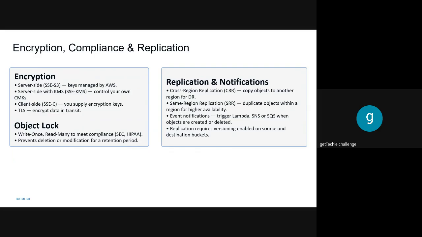So encryption, by default, when you are setting up your bucket, you actually get to set up your encryption. By default, AWS uses what we call AWS managed key for your encryption. Then you can also do server-side encryption, in which case you control your own customer managed key. Then you can do client-side encryption, whereby you supply the encryption key. Then you can use TLS to encrypt data in transit. Then you can also use object lock, write once, read many times, to meet compliance.